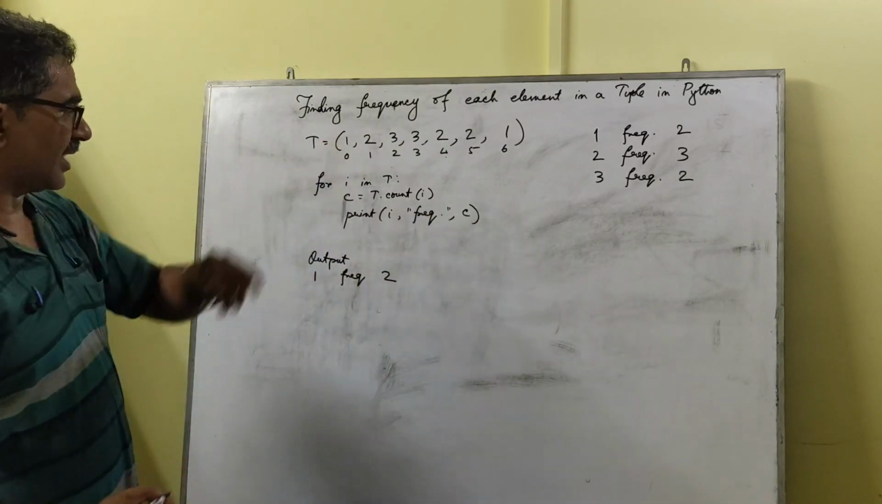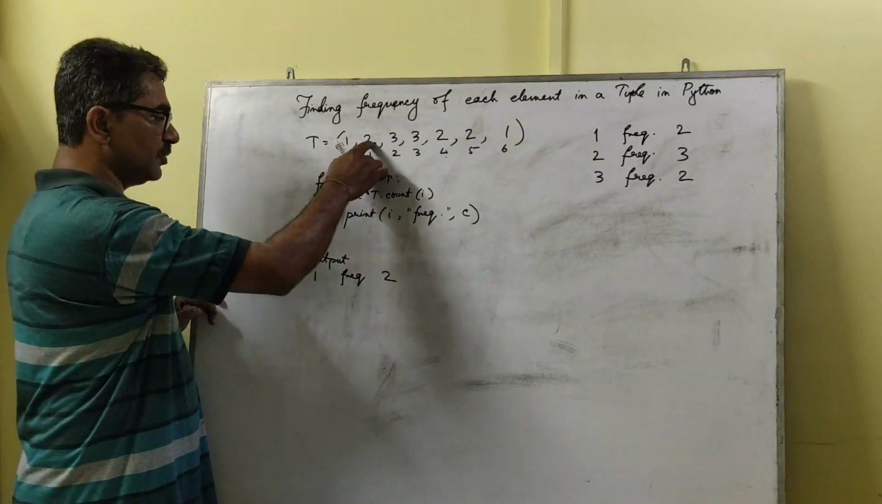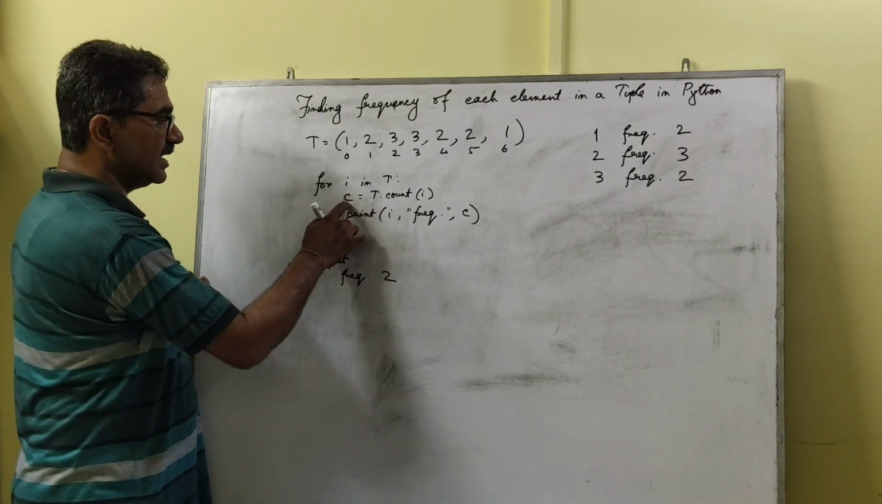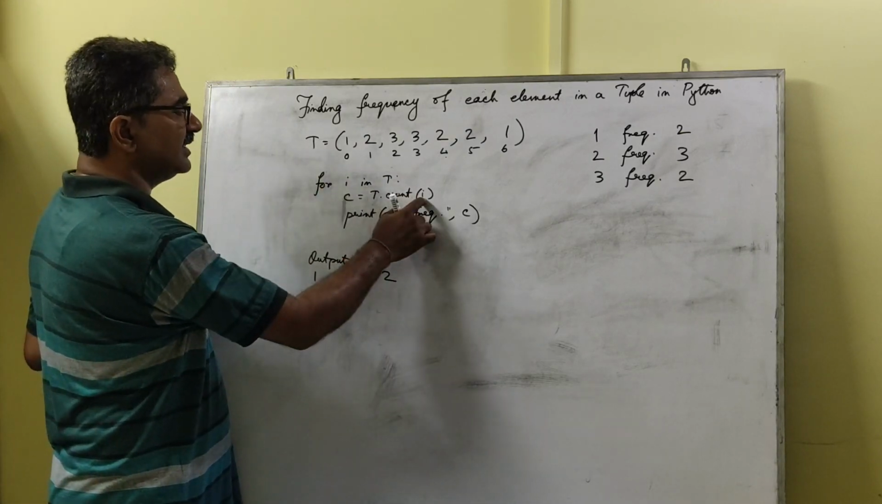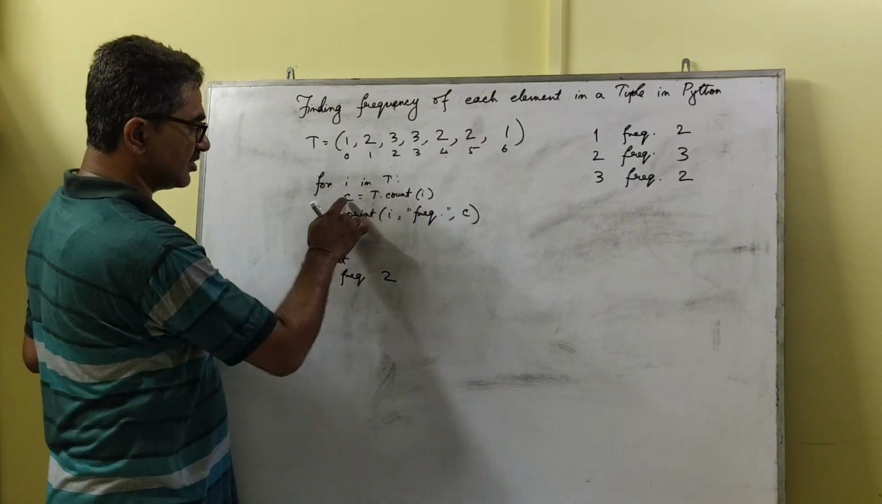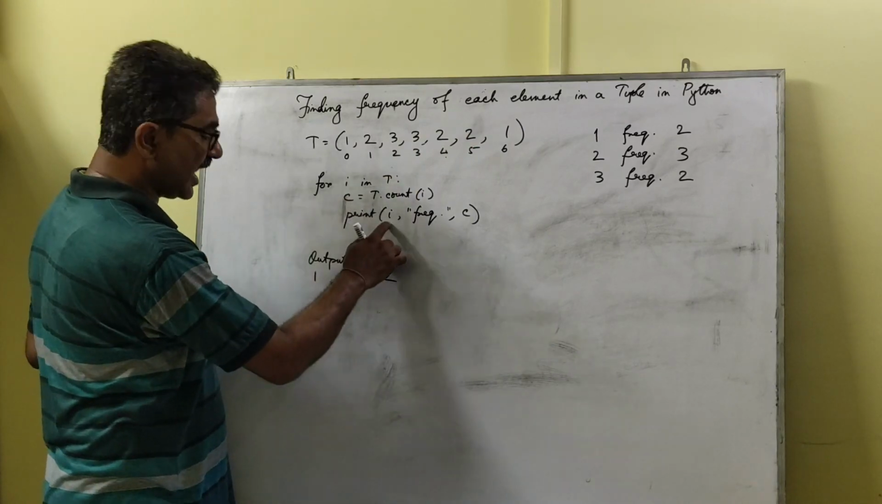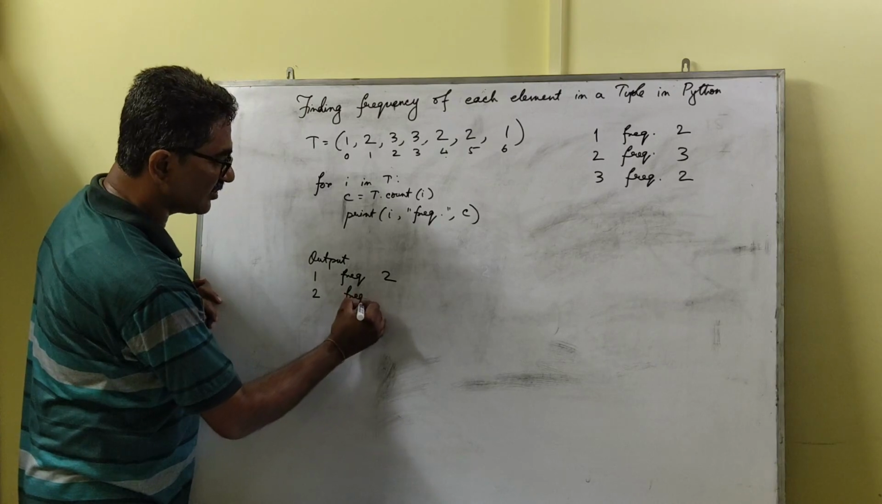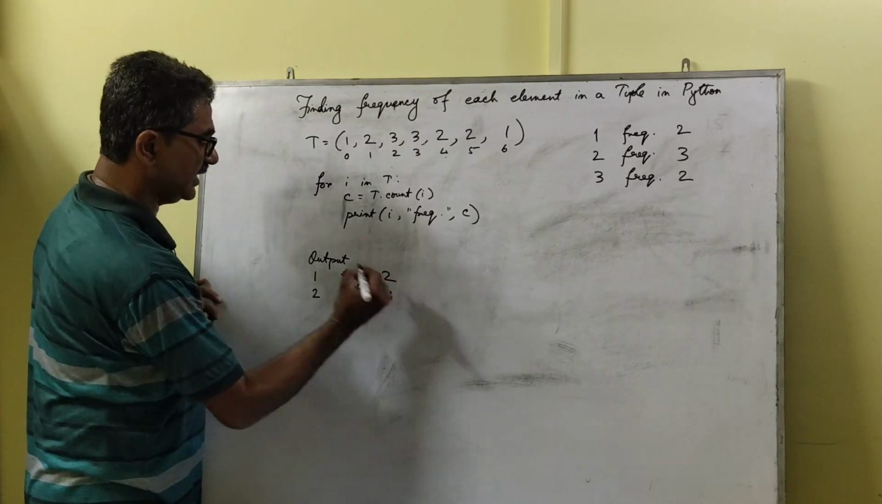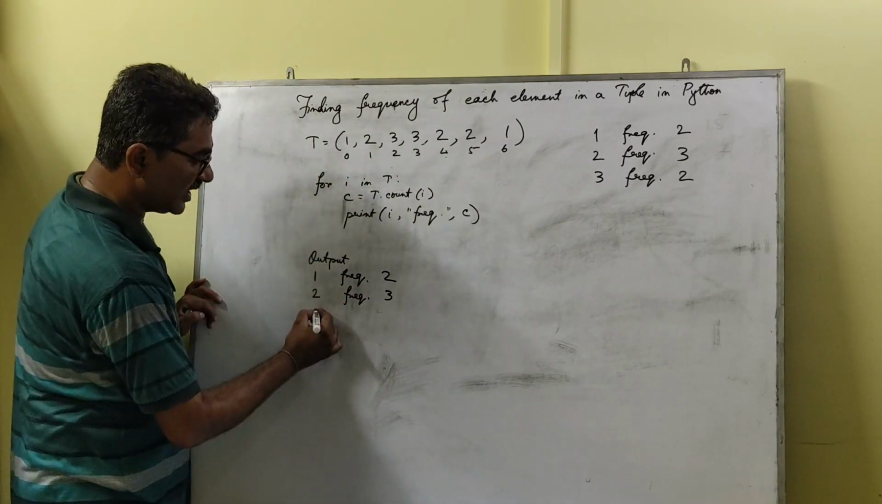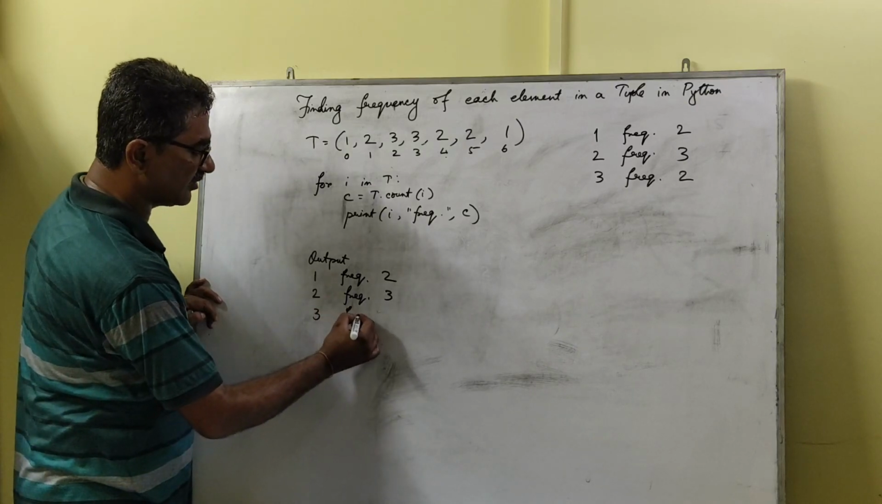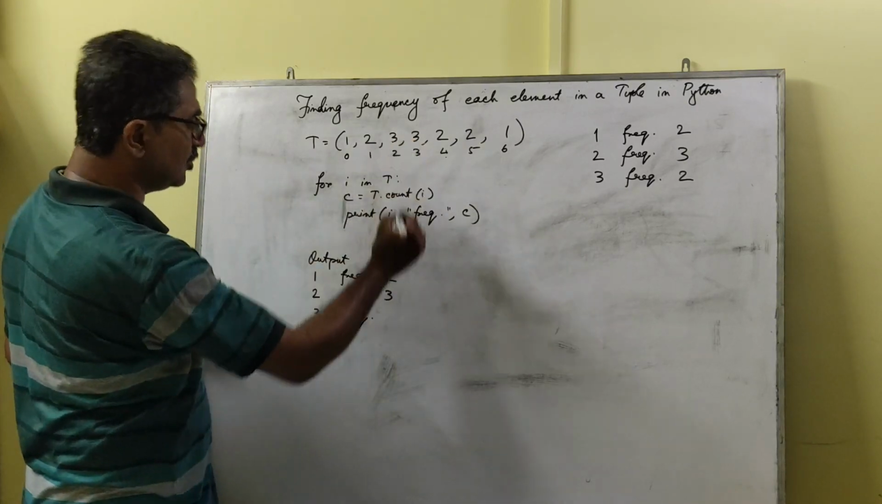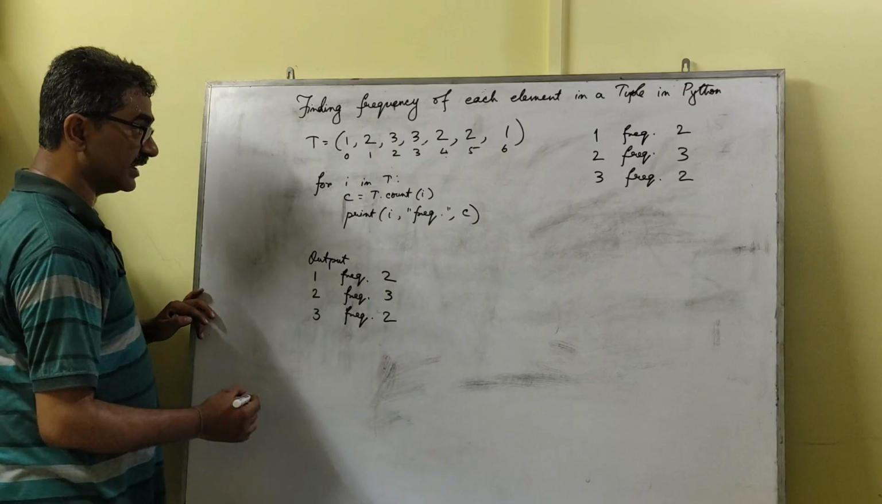1 is occurring twice. Next time the value of i will be 2, and this time the frequency of 2 is how many times? 3. So the value of C will be 3. So print i is going to print 2, that is the next element, along with its frequency. So frequency is going to print 3. Next time the value of i will be 3, and this time the frequency is going to print 2, because that's the frequency of 3.